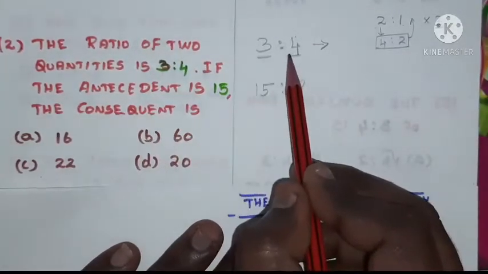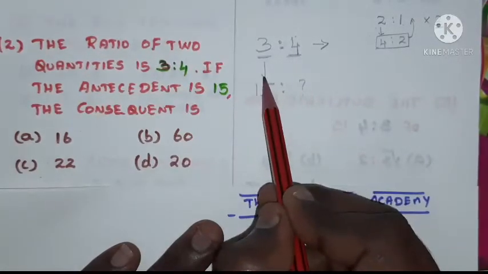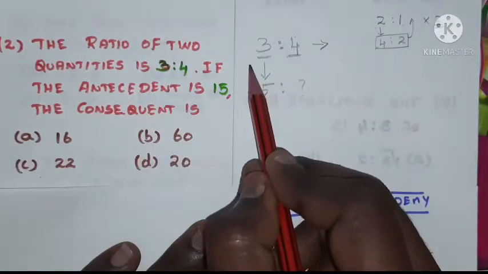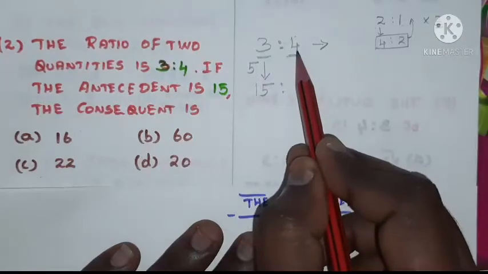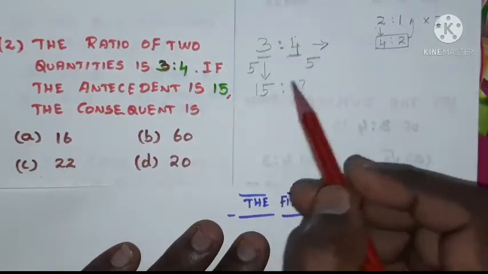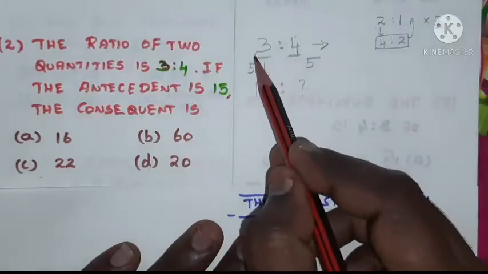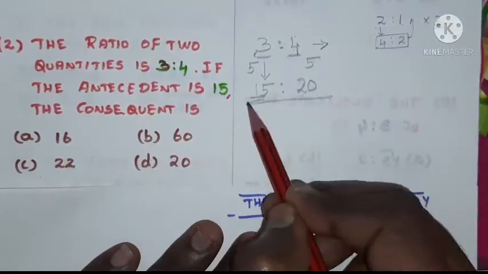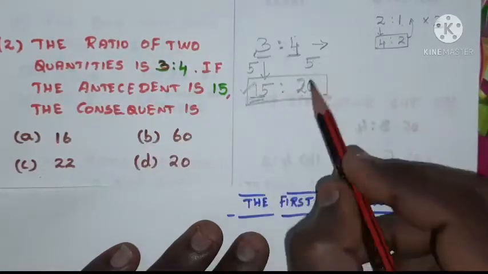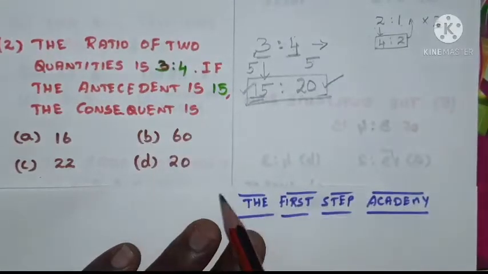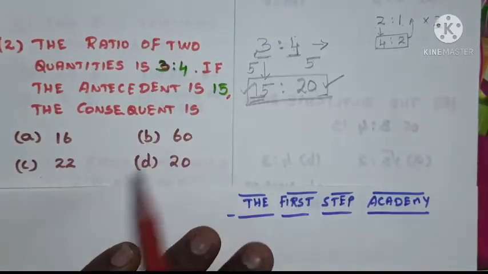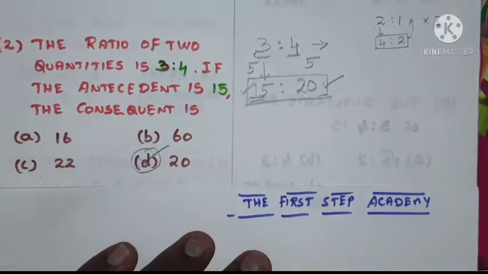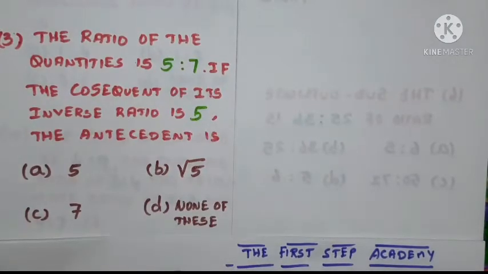Look at the ratio 3 is to 4, where the antecedent is given as 15. Hence, they multiplied this antecedent by 5, so we need to multiply the consequent by 5 as well. Then only the ratio will not change. Am I right? So 3 into 5 is 15, and 4 into 5 is 20. Hence, in this ratio 15 is the antecedent and 20 is the consequent. So the answer for this question is option D, 20. Hope you understand, right?